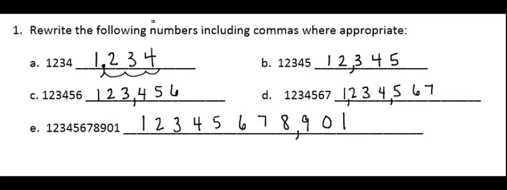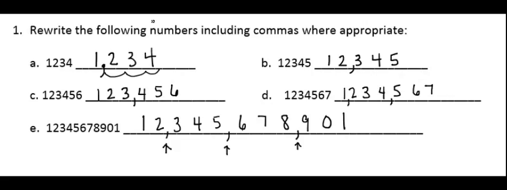And finally, I have 1, 2, 3, 4, 5, 6, 7, 8, 9, 0, 1. My first comma will go between the 8 and the 9, and then between the 5 and the 6, and between the 2 and the 3. This number would be read as 12,345,678,901.